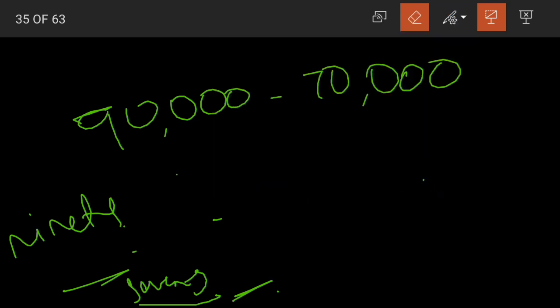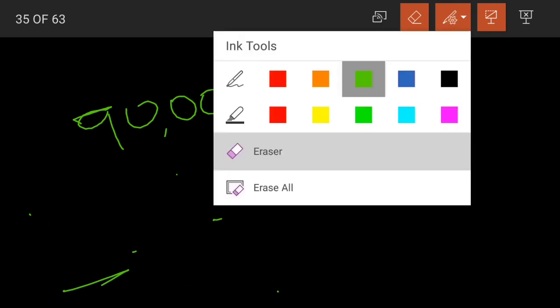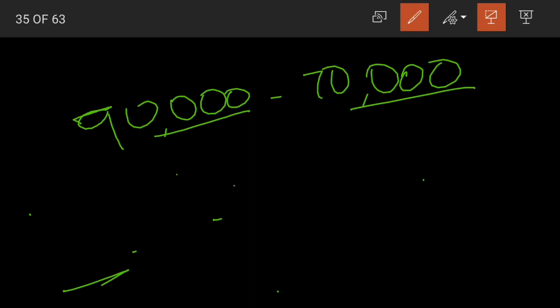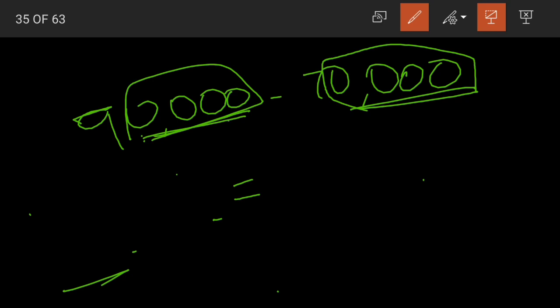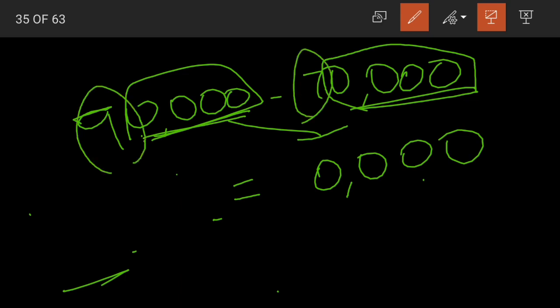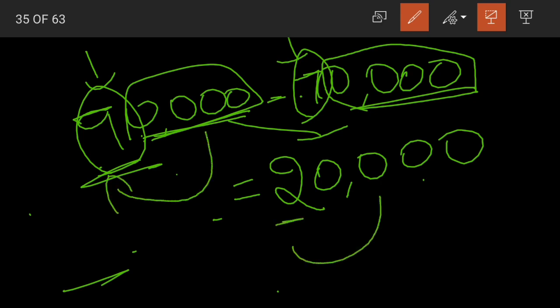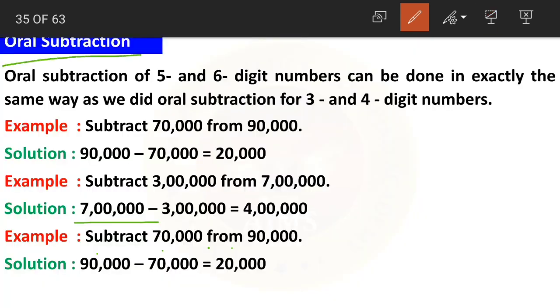Or if you look at both the numbers 90,000 and 70,000, both are having 4 zeros, that too in the same places. So even in the answer we'll have 4 zeros and before zeros we are having 9 minus 7, 2. Now here in the question 9 and 7 are before zeros. So even 2 is written before zeros. Clear children? 90,000 minus 70,000 is equals to 20,000. What was this? This was oral subtraction.